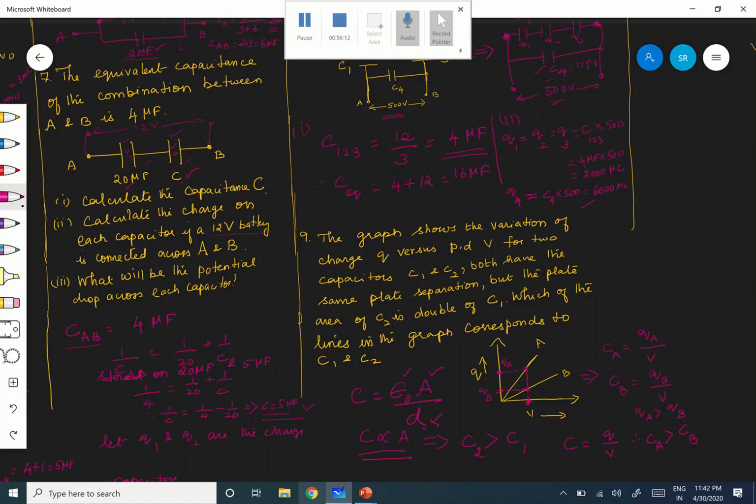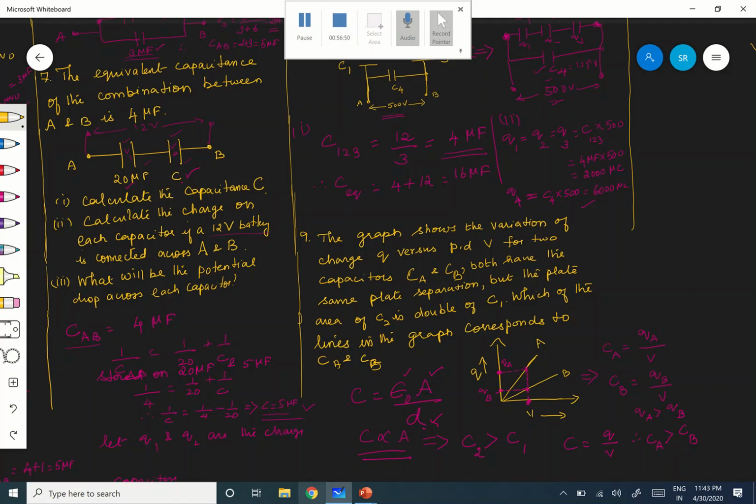I will write A and B. Let me change this one. That's it. It's not a big issue. See this one now. It is CA, CB. Which line corresponds to CA and CB? That's it, because I have taken it here. Is it clear? So CA is more than CB.